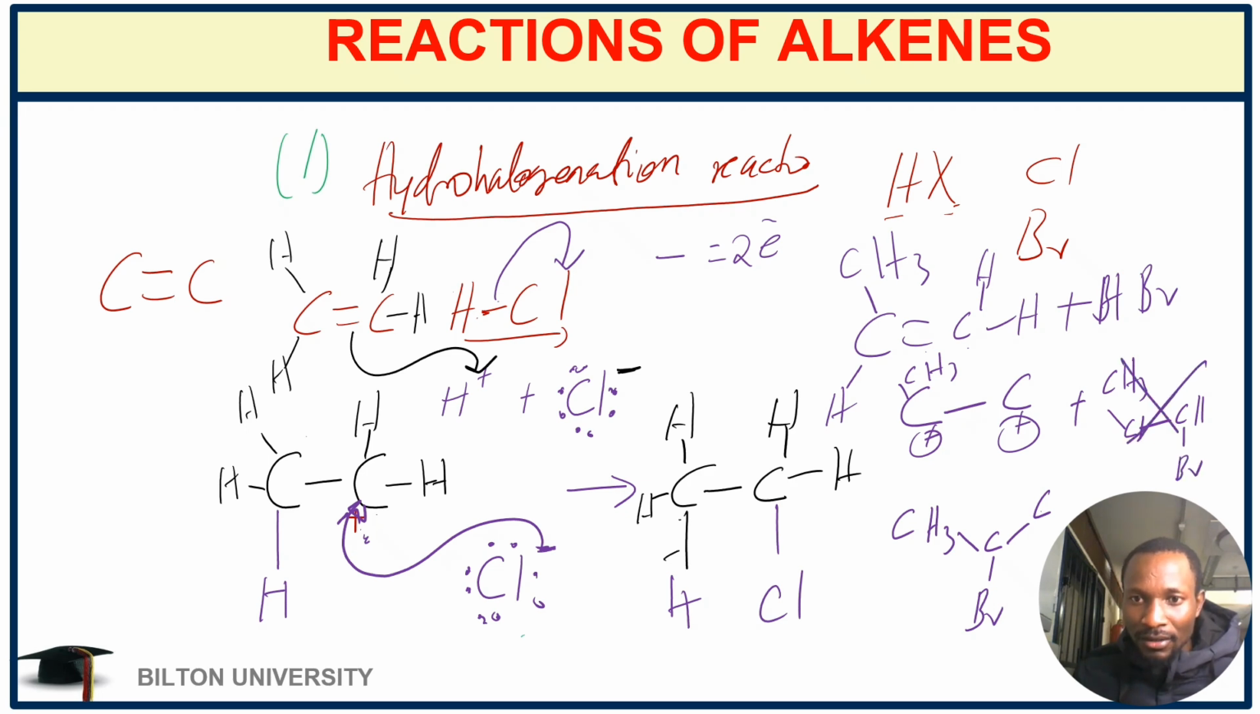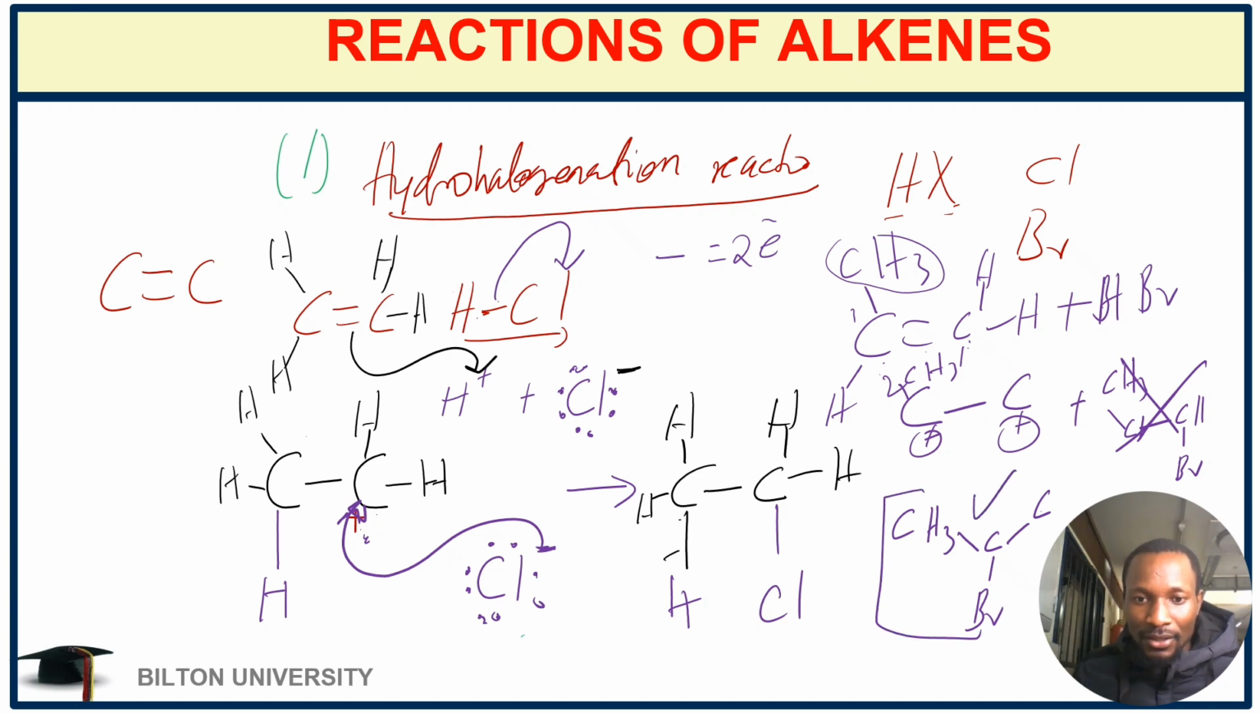However, this is wrong because it follows Markovnikov's rule, which says that the halogen will be bonded to the most substituted carbon of the double bond. If you look at this carbon, if this is number 1, number 2, number 3, carbon number 3 is bonded to the methyl group, so it has one substituent, while this carbon does not have any substituent, it has only hydrogen. So this is our right answer, or the right product.